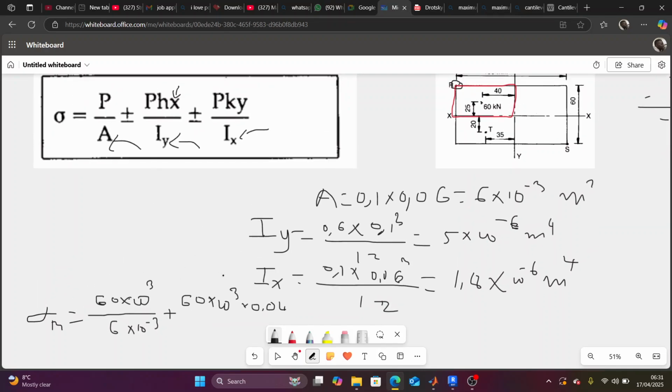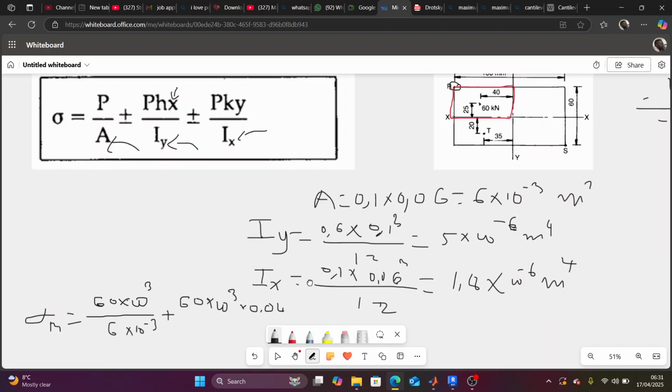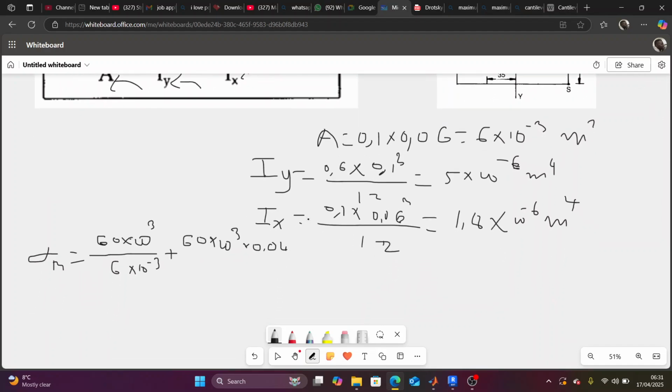What is the X? X is simply the distance from R to YY, because we are dividing by IY, so we go from X to the axis of YY. So what is that distance? It is simply 50 in this case, which is 0.05. Everything divided by IY. So what is IY? We just saw for IY, it is 5 times 10 to the minus 6.